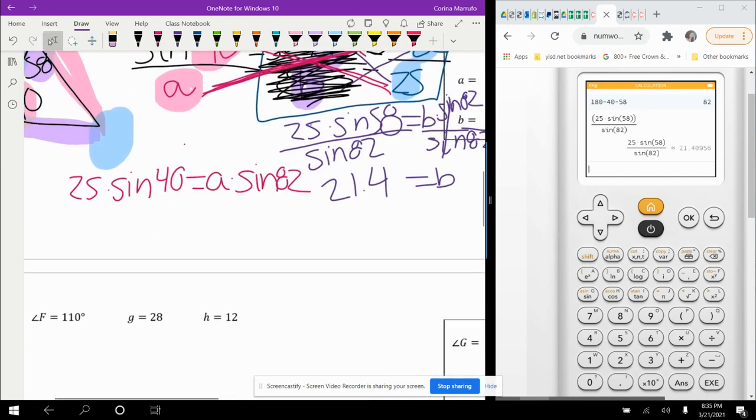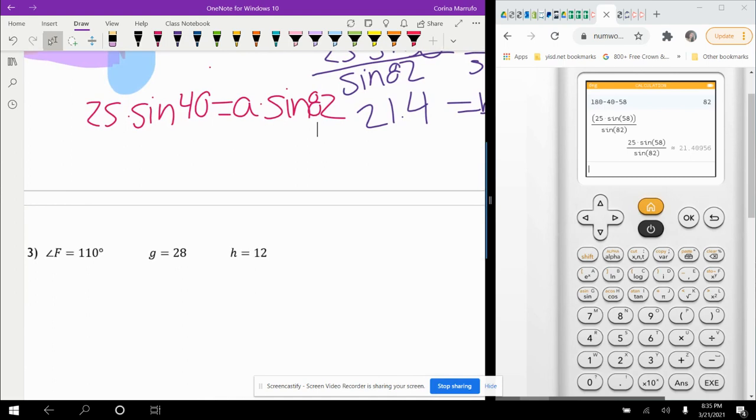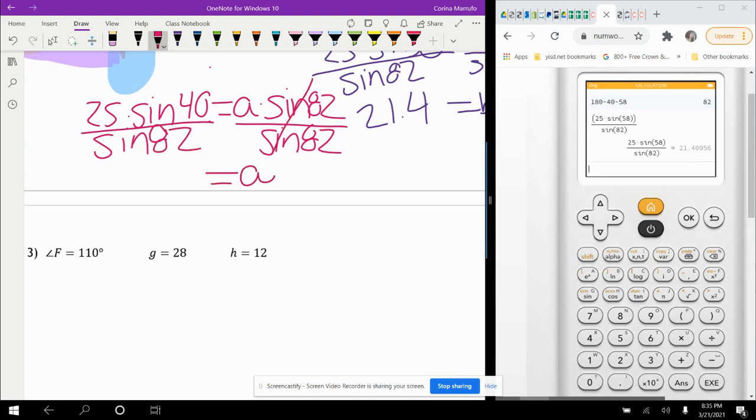Let me zoom in here. We are solving for a, so to get rid of the sine of 82, I'm going to divide both sides by sine of 82. I'm going to take all of this and divide by sine of 82. This cancels, and we have little a here, and I'm going to put this on my calculator. So we have 25 on the top, so 25 times sine of 40.